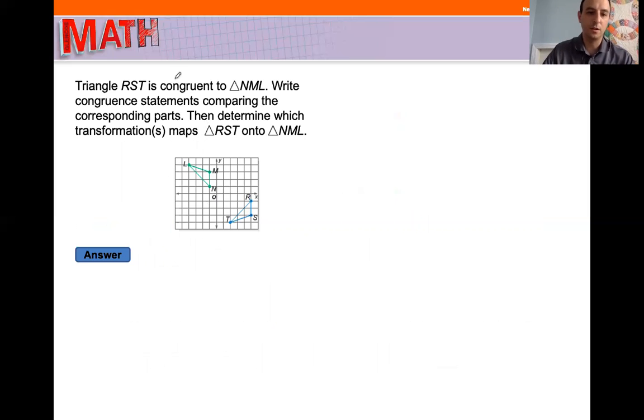It's telling me they're congruent. There's a proof statement right there. This is the given. If you think back in the proof theory we talked about, I need to write the congruent statement. So there's several pieces here. What angles are congruent to the other?